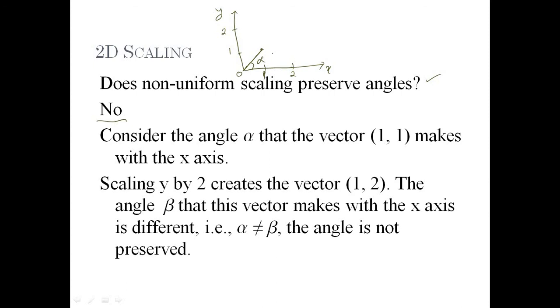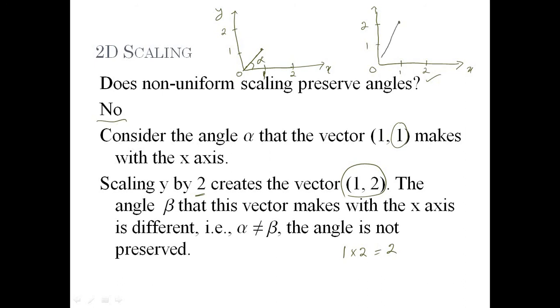Okay, scaling y by 2 creates the vector 1, 2. Alright, now we will scale this vector. Suppose on the y side we scale it by 2. Okay, that means 1 is multiplied by 2 on the y-axis. That means it will become 2. Now we have this vector. That means x is equal to 1 and y equals to 2. Now we get this point.